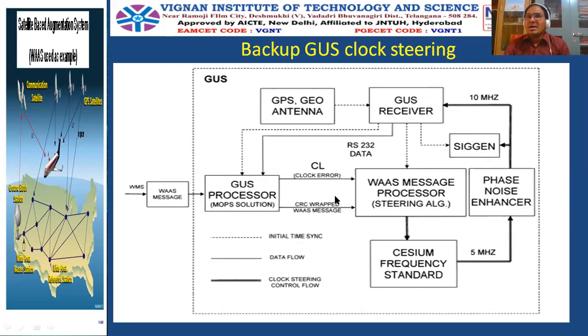And this is the backup of the GUS clock steering. How do we account for the corrections?